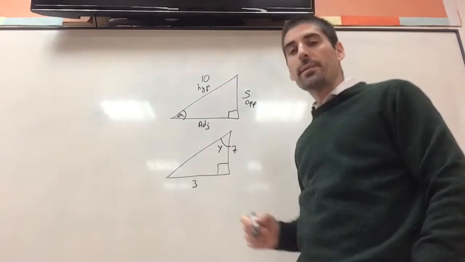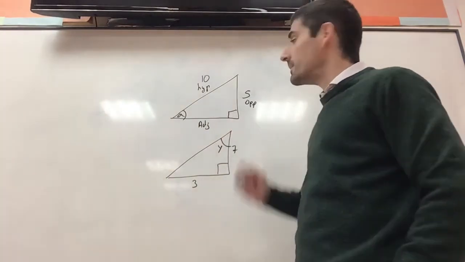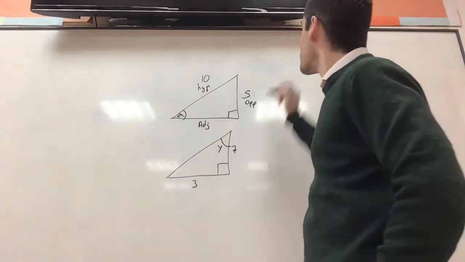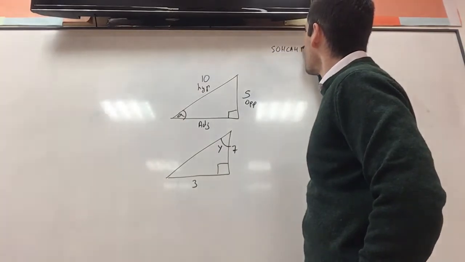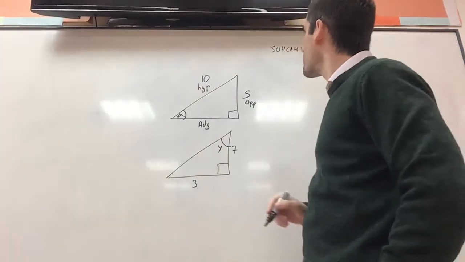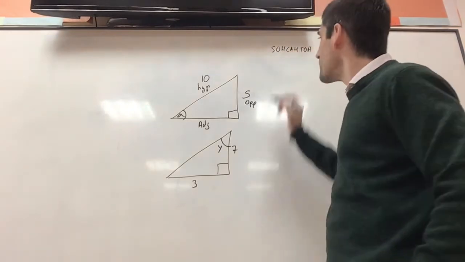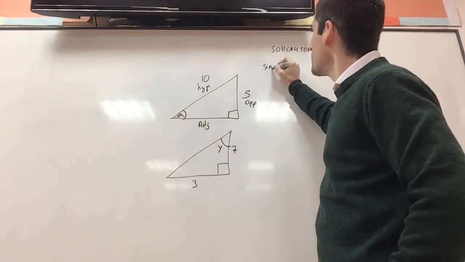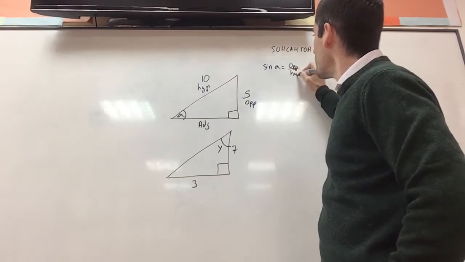So how am I going to find angle A? Well, which 2 sides do I know? The opposite and the hypotenuse. So if I remember from my SOHCAHTOA, if I know the opposite and the hypotenuse, I can find the sine of the angle, because remember, the sine of A is opposite divided by hypotenuse.